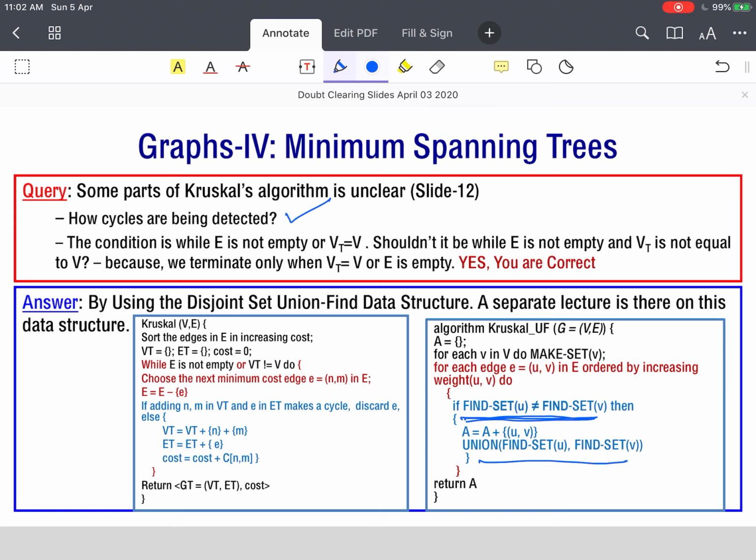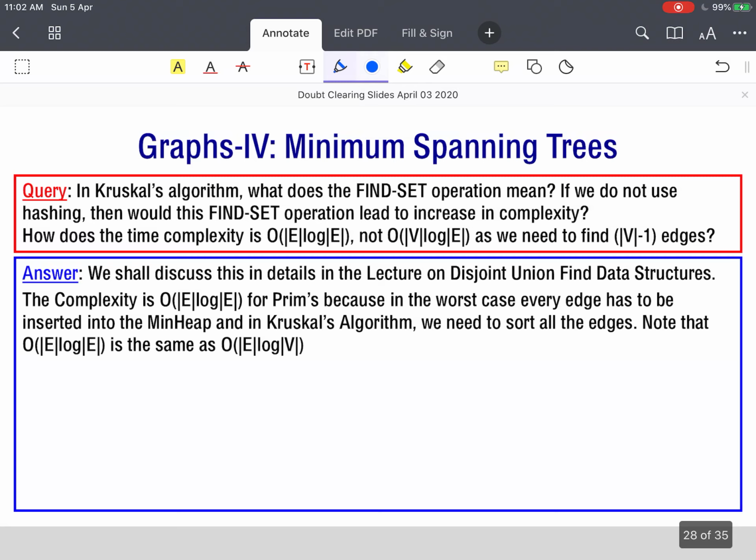Here you said we had mentioned the condition as while E is not empty or V, it should be while E is not empty and V, which you are right. This is what it is. So this is how the algorithm should be: as long as E is not empty and V naught is equal to V, Vt is not equal to, so this is what the algorithm should be.